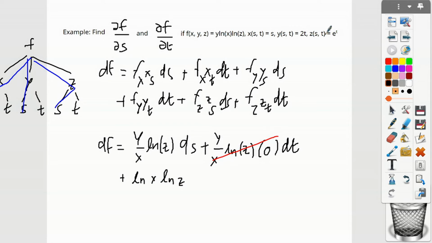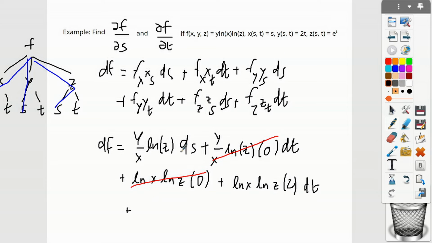Natural log of x, natural log of z, ds, or that's f sub y, I'm sorry, y sub s. What's y sub s? It's 0. So that's gone. Plus, now I know it's going to be 2: natural log of x, natural log of z, and then it's 2t, because y sub t is 2t. This is dt.